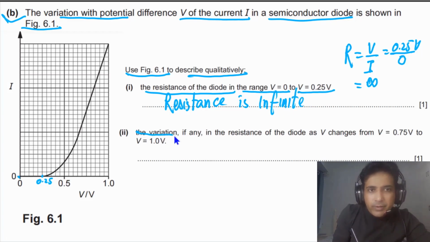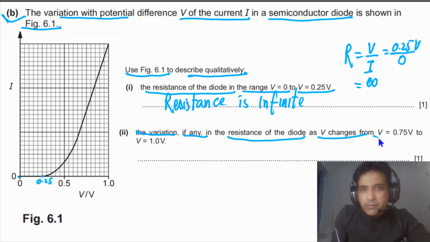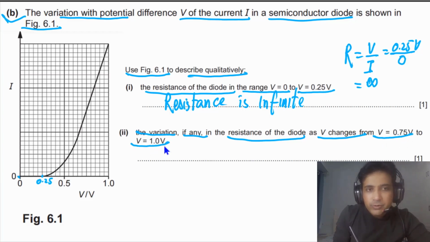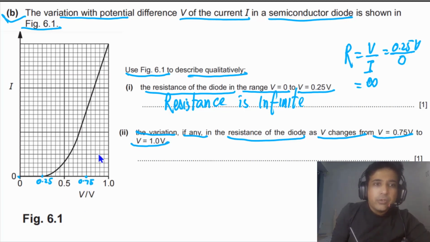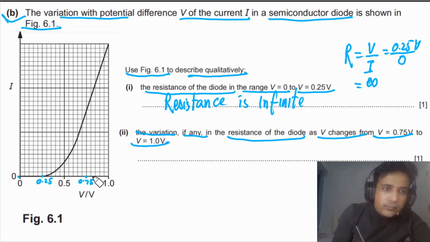For the second part, we need the variation, if any, in the resistance of the diode as V changes from V equal to 0.75 volts to V equal to 1.0 volts. First of all, 0.75 will be located here. Now we can simply compare. We can draw one line from here, and we can draw the line here. And we can also see the increase here.